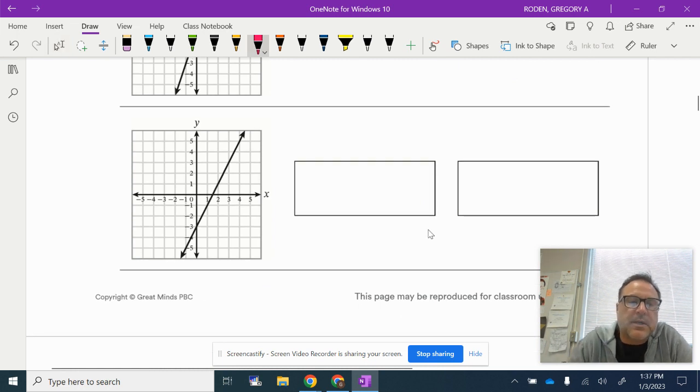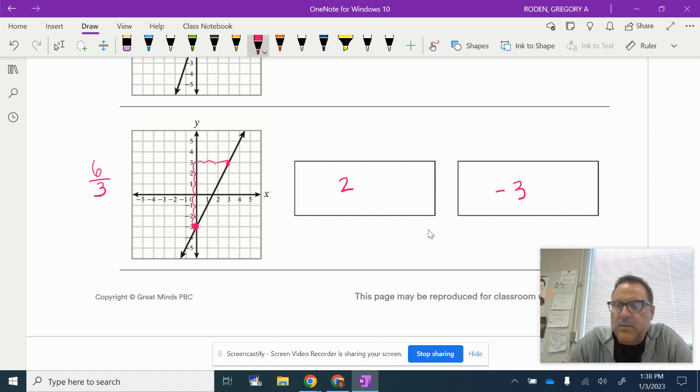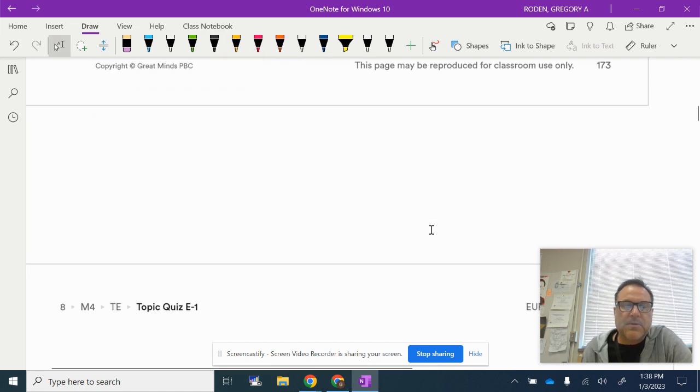So this one, let's see here. This looks like a good point right here. And this one looks pretty good right here. I don't know, there could be closer ones together, but I think those will work. So our slope is definitely positive. 1, 2, 3, 4, 5, 6. So I'll just put 6 here. And then 1, 2, 3. So 6 over 3. 6 divided by 3 is 2. So your slope is 2. And your y-intercept is down here at negative 3. So your y-intercept is negative 3. Okay, let's keep moving on.